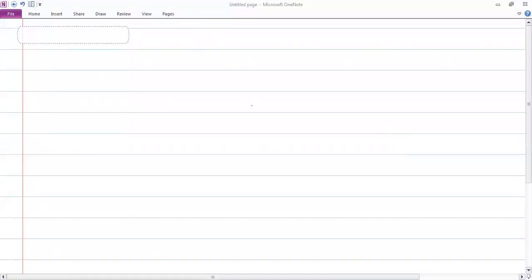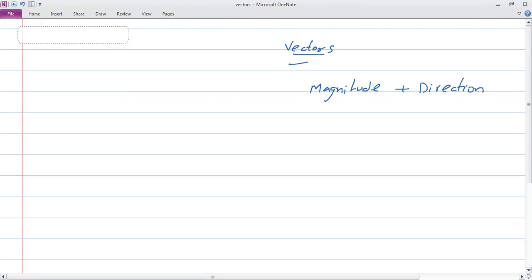Okay, the physical quantities we divide into two groups. One are vectors and the other are scalars. Vectors are those quantities which require magnitude and direction. Without direction, vectors cannot be explained well.